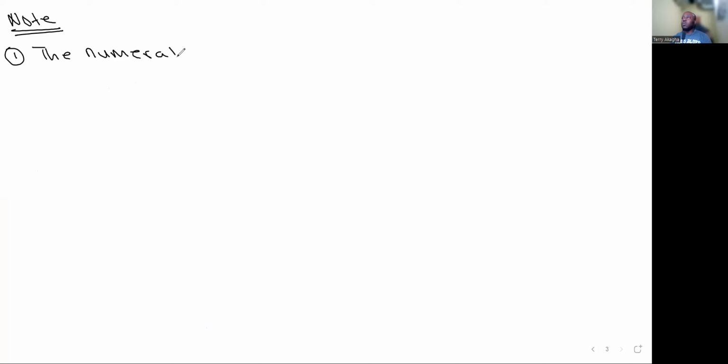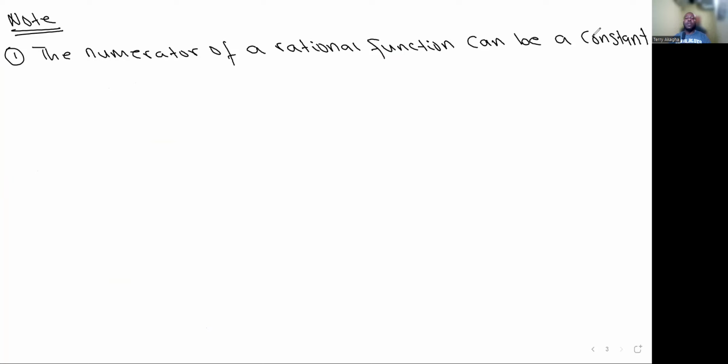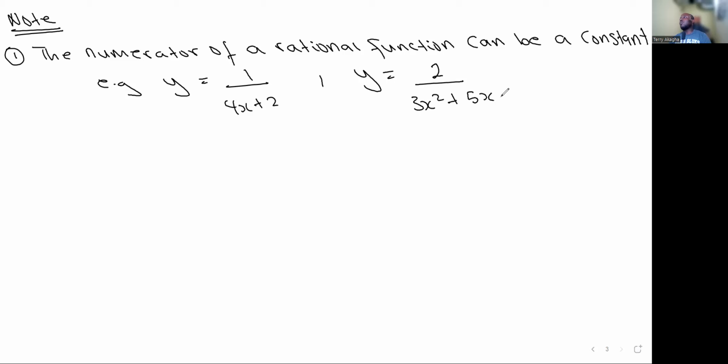So the numerator of a rational function, okay, can be a constant. Okay, so for example, you can have maybe y is equal to 1 over 4x plus 2. You can have y is equal to 2 over 3x squared plus 5x plus 7. Okay, you can have something like this. So it does not really matter because you can have a constant as the numerator.